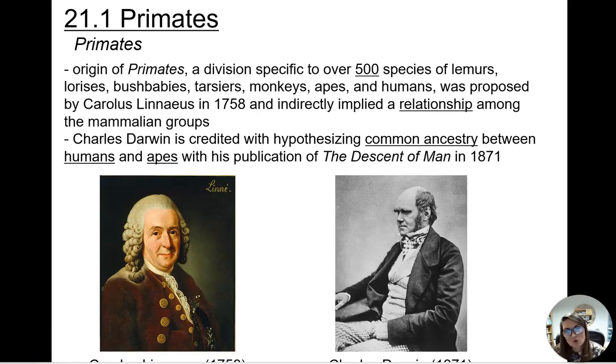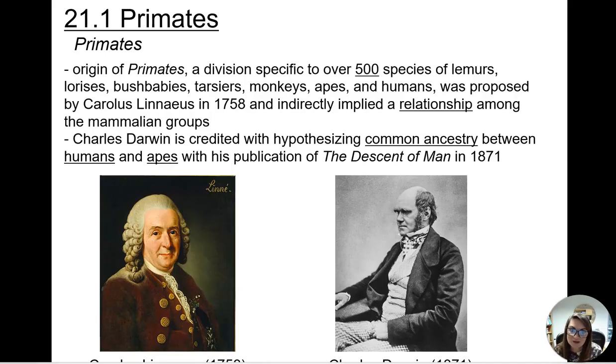So with primates, the origin of primates is going to be a division that's specific to over 500 species of lemurs, lorises, bush babies, tarsiers, monkeys, apes, and humans. And it's going to be proposed by Carolus Linnaeus in 1758 and directly implied a relationship among the mammalian groups.